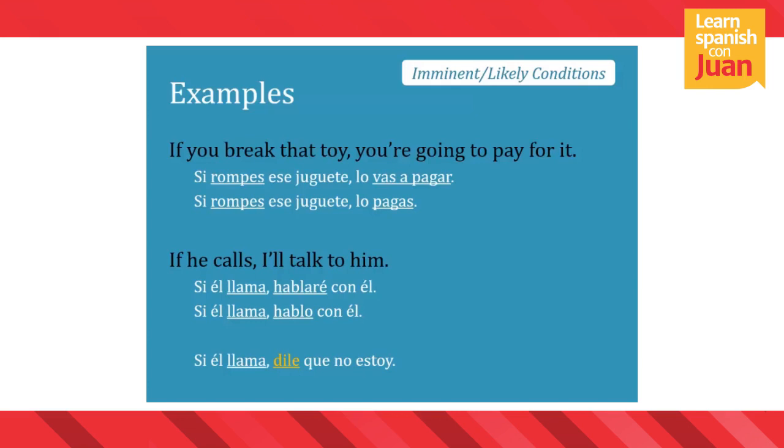Si rompes ese juguete, lo vas a pagar. Or, si rompes ese juguete, lo pagas. Present tense to refer to the future. If he calls, I'll talk to him. Si él llama, hablaré con él. Si él llama, hablo con él. Or, command form, si él llama, dile que no estoy. Tell him I'm not here. So, again, in these imminent or likely if clauses, what can follow in the main clause is either some reference to the near future usually, or a command, an imperative form.